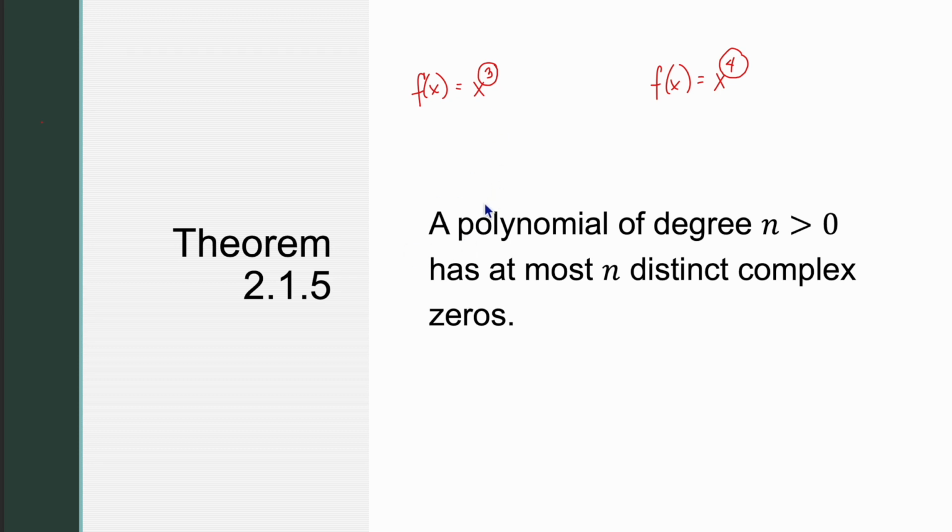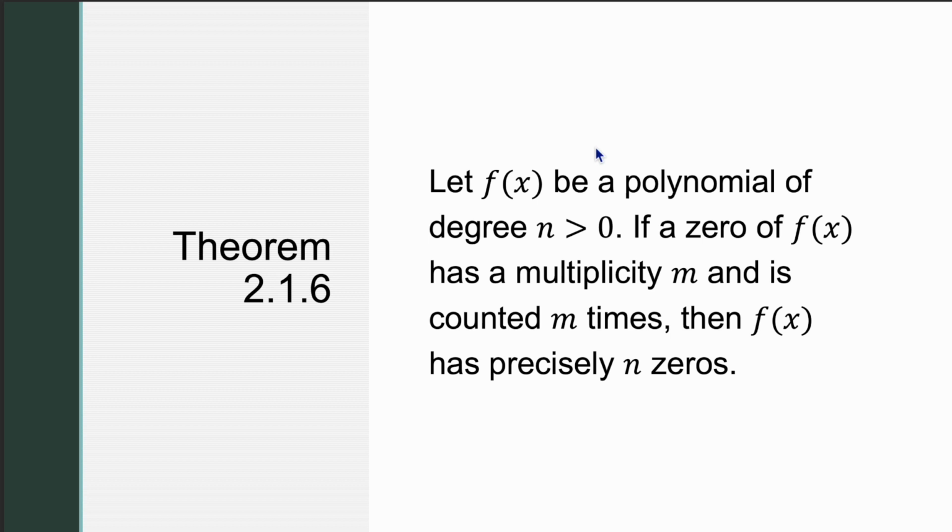Yes. Kasi meron tayong tinatawag na multiplicity. Okay? Multiplicity, ibig sabihin, yung zero ng isang function, pwedeng maulit ng ilang beses. So, mabibilang siya as isa na lang. Kasi nga, hindi mo naman pwedeng i-plot yung negative 2 ng dalawang beses. But our next theorem assures us na kapag binilang natin ng m times yung isang zero na may multiplicity m, then n pa rin yung number ng zeros natin.